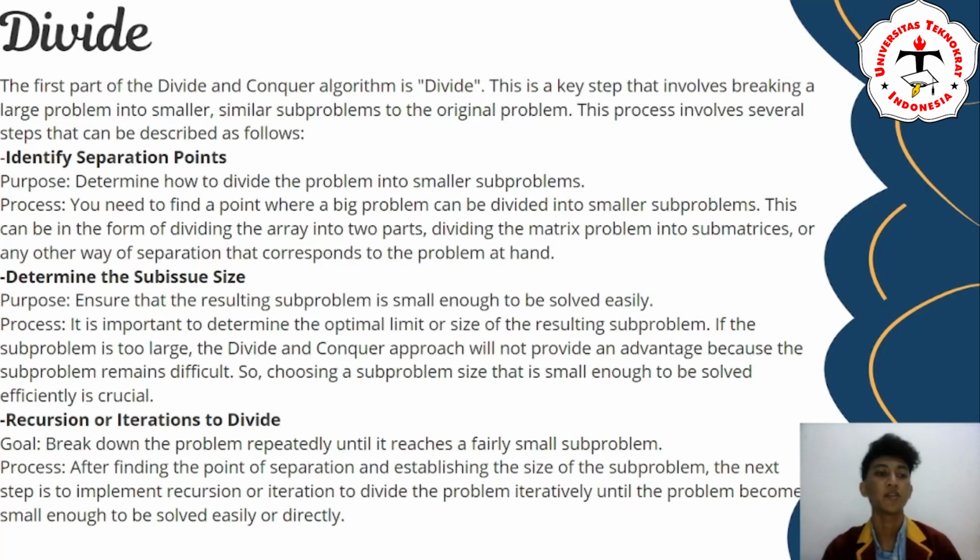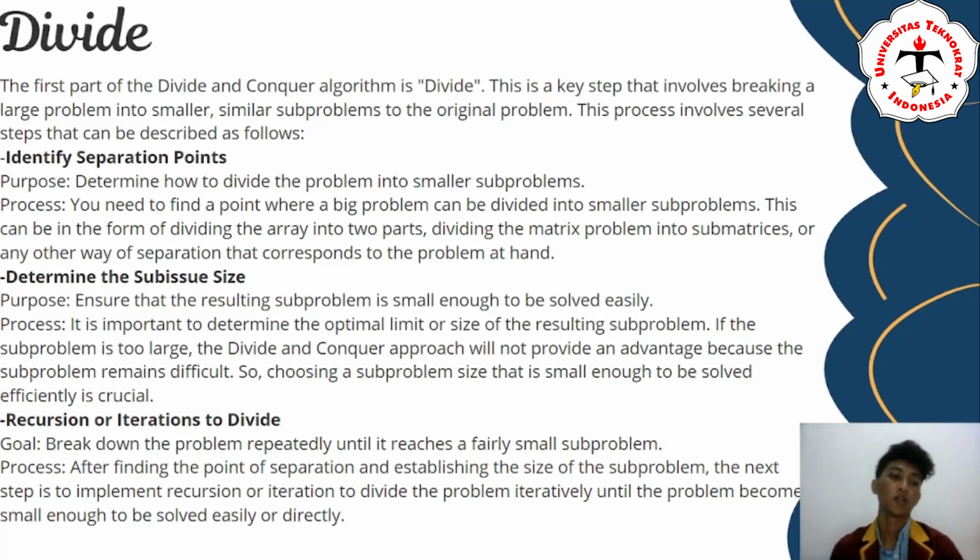First, identify separation points. Purpose: determine how to divide the problem into smaller subproblems. Process: you need to find a point where a big problem can be divided into smaller subproblems. This can be in the form of dividing the array into two parts, dividing the matrix problem into submatrices, or any other way of separation that corresponds to the problem at hand.